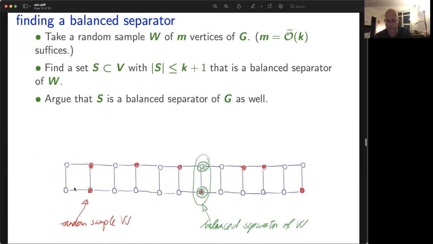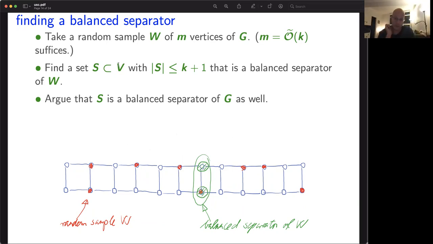So here's how it works. This ladder graph is an example of a graph of treewidth 2. Here there are separators of size 2. This is a balanced separator of size 2, for example. And now we're trying to find a small balanced separator. Unfortunately, we can't exhaustively go through all pairs of vertices and find it.